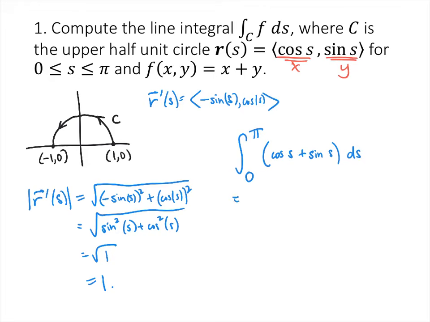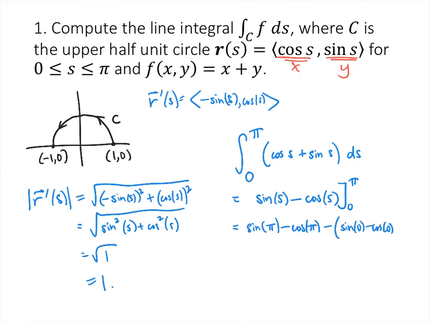When we take the antiderivative, the antiderivative of cosine is sine, so we get sine of s, minus the antiderivative of sine, which is negative cosine of s. Plug in pi, plug in 0, and subtract. So we get sine of pi minus cosine pi, minus the quantity sine of 0 minus cosine 0. That's 0 minus negative 1, minus 0 minus 1, which is 2.